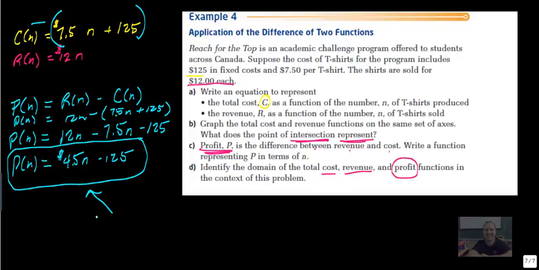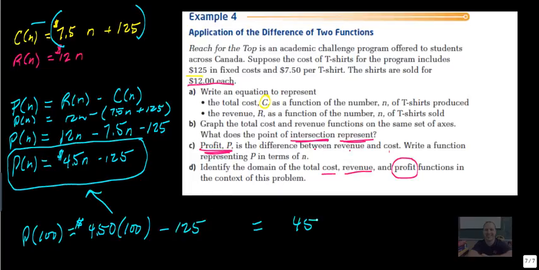You can see how many shirts you have to sell in order to make a profit. You can also calculate your profit really quickly by just plugging in how many shirts you sold. Let's say on a day you sold 100 shirts. Well, your profit for 100 shirts sold would be $4.50 times 100 minus your input cost, the fixed cost of 125, right? So that's going to be 450 minus 125. That's, what's that, 325? $325 that you made that day if you sold 100 shirts.